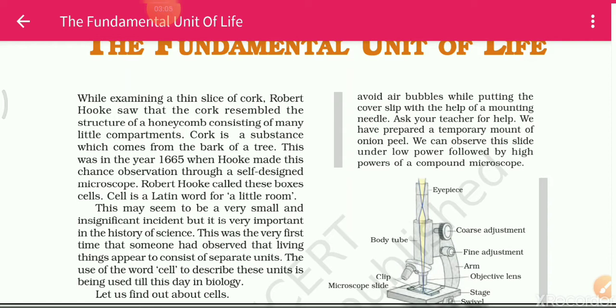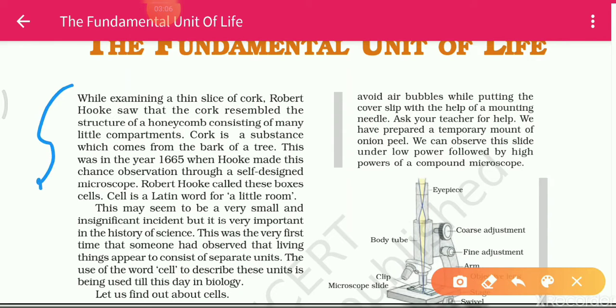So in this paragraph they want to say that Robert Hooke discovered the cell with the help of cork, and he was using a self-designed microscope, and he discovered the cell in 1665, and the meaning of cell in Latin is a little room.